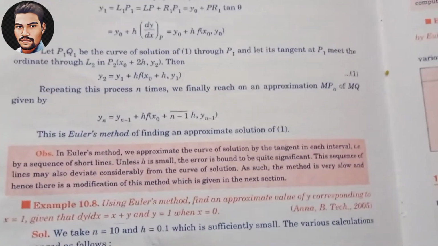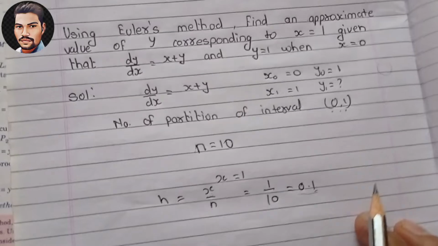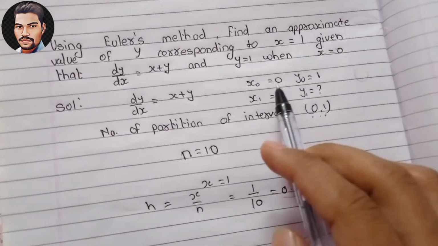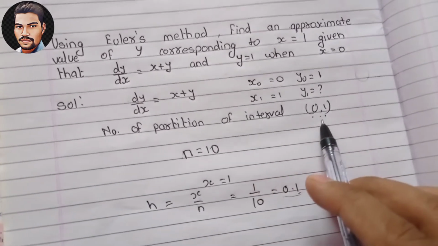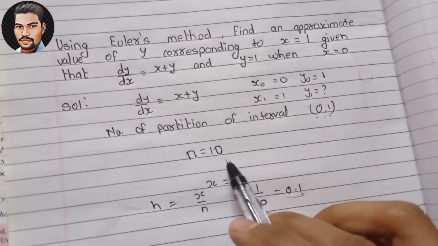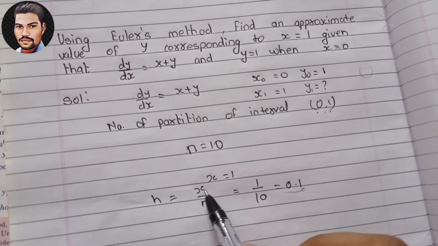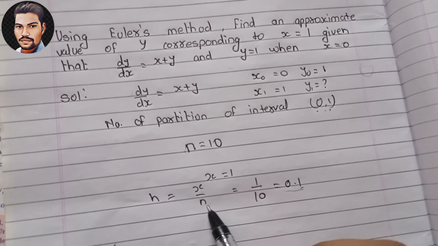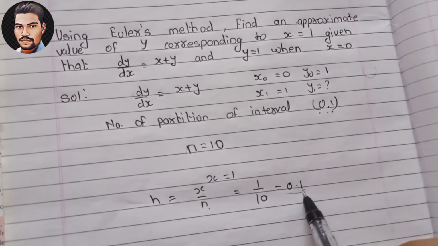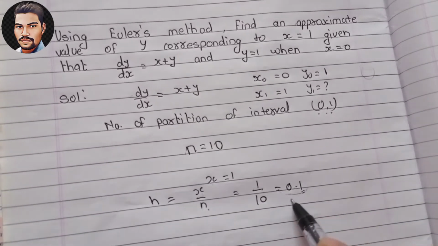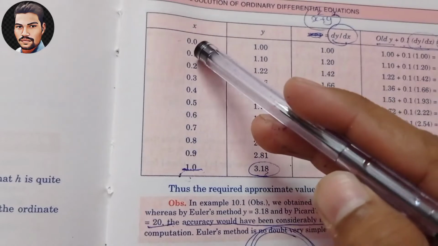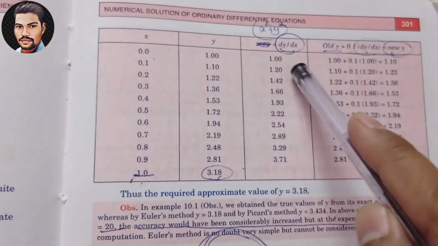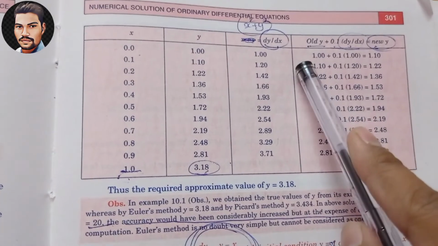Here I have written that example, and you will observe that the initial value of x and the initial value of y are given, and we have to find the final value of y. The interval is this, and we have made 10 partitions. For the value of h, you take the final value of x divided by the number of partitions. The answer comes to 0.1. This is the distance between each partition. The x value partitions are written here. This is the table which we normally use for solving Euler's method.